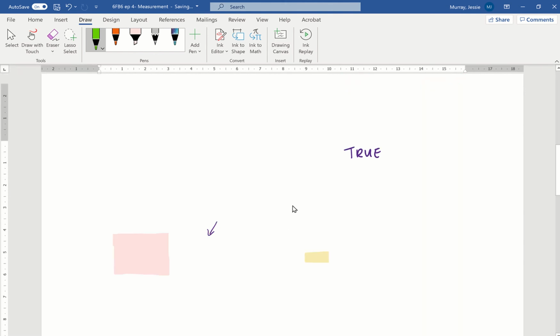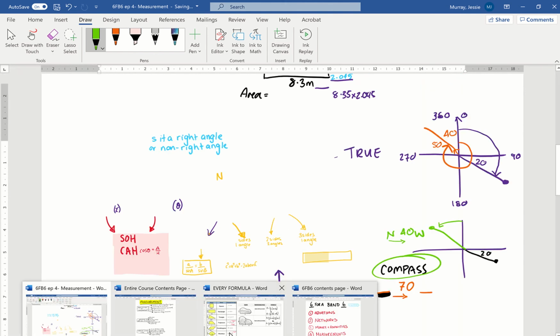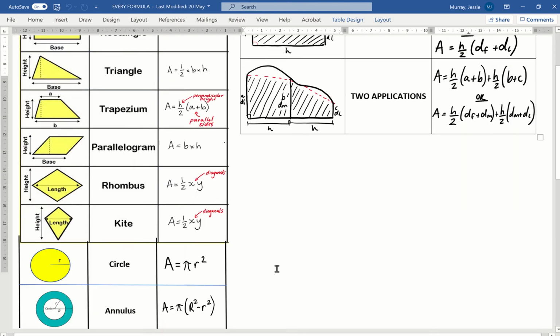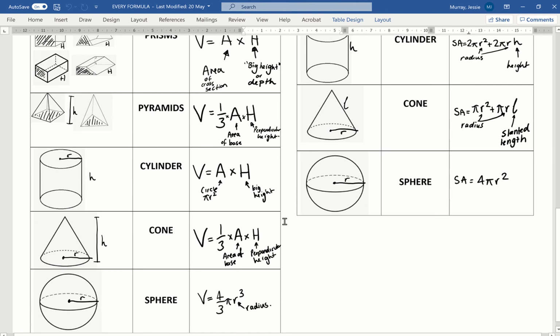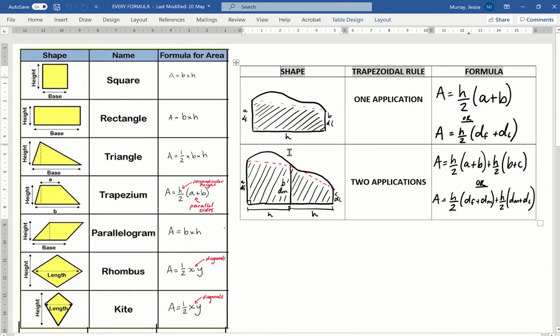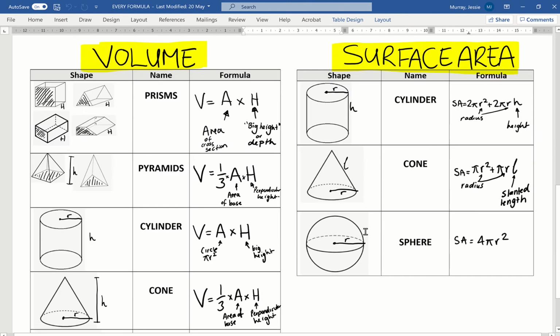The next thing, the big one, is perimeter, area, surface area, and volume, okay? This document here I gave you guys in my class. I will attach it to the video today, just in case you lost it. It has every formula you need to know in your area, trapezoidal rules, volume, and surface area, okay?